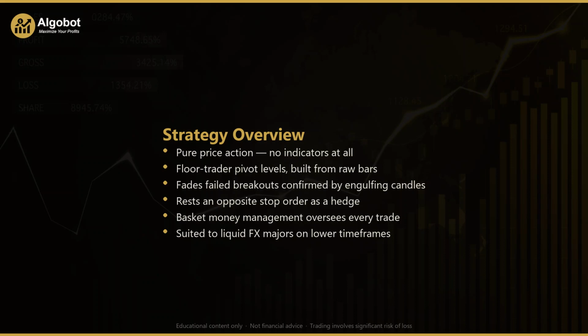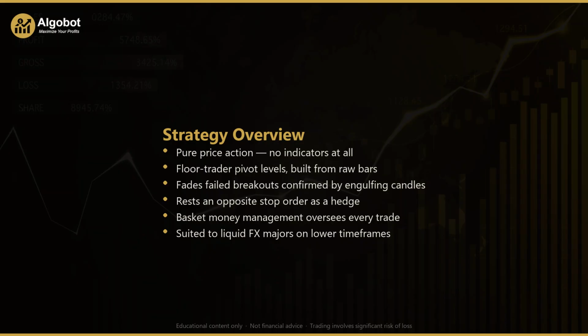The first building block is the pivot ladder. Rather than reading a higher time frame, the strategy quietly aggregates the bars of your chosen time frame into full calendar days. When a day completes, it freezes that day's high, low, and close, and calculates the textbook floor trader pivot levels: a central pivot, 2 resistance levels above it, and 2 support levels below. These 5 levels stay fixed for the next session, so they don't repaint.